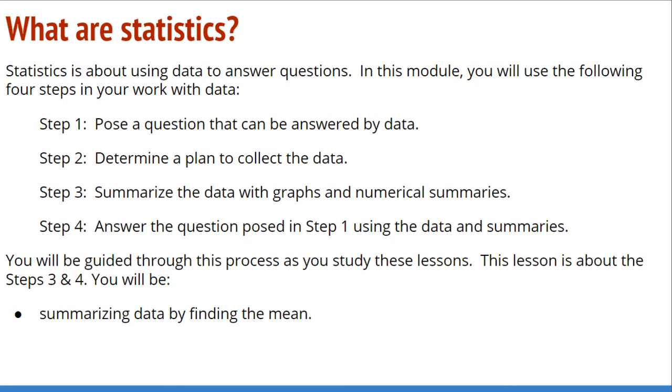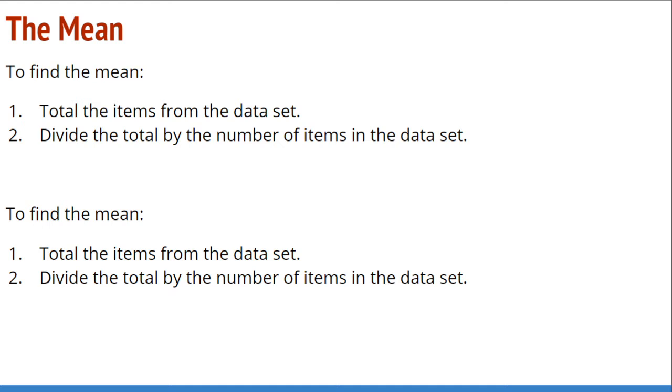Once again, looking at our 4 steps for statistics, we're going to be looking at step 3 and step 4. We're going to summarize data by finding the mean, and we're going to use the mean to answer some questions. The mean. To find the mean, the first thing we do is we total the items from the data set. The second thing we do is divide the total by the number of items in the data set. And for some reason, I have that on here twice.